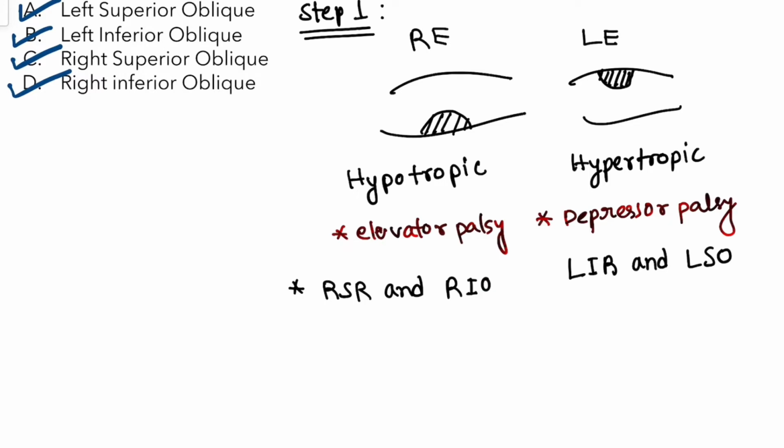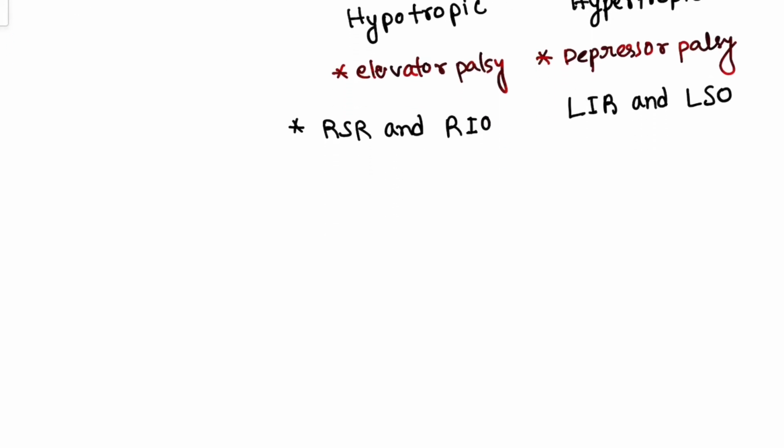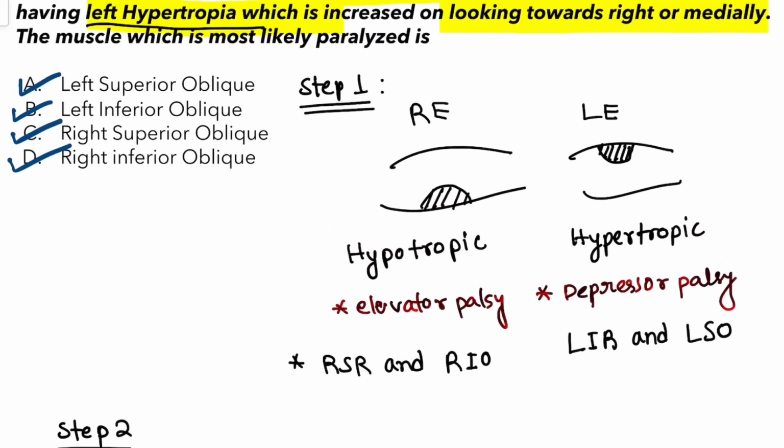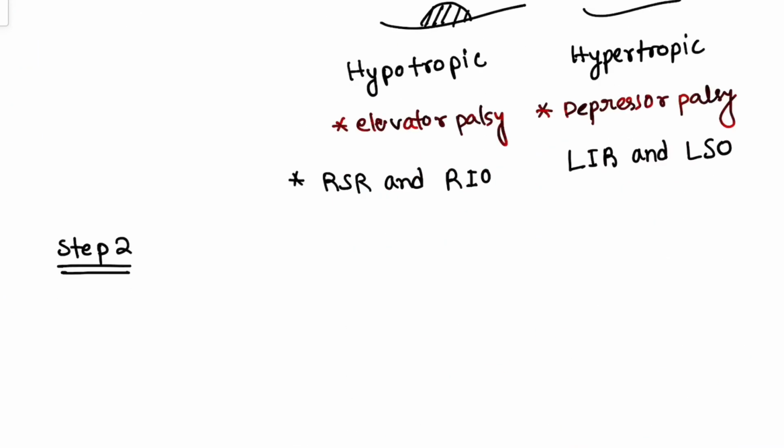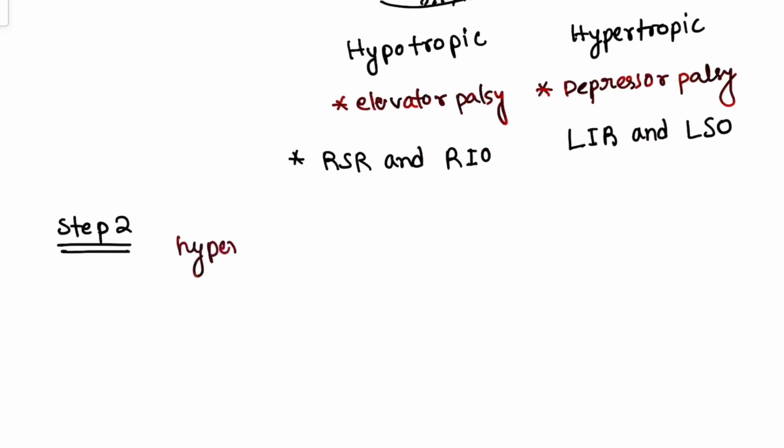So after completing step 1, the next step is step 2. In step 2, we have to find when hypertropia increases. That is, left hypertropia which is increased on looking towards right or medially. So here write down that hypertropia increases on looking right.